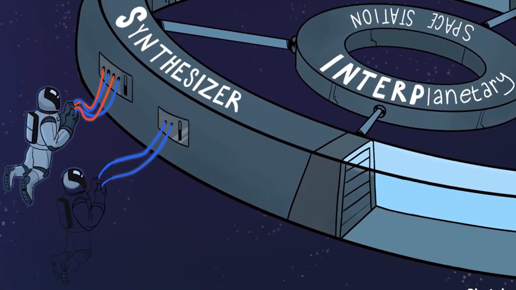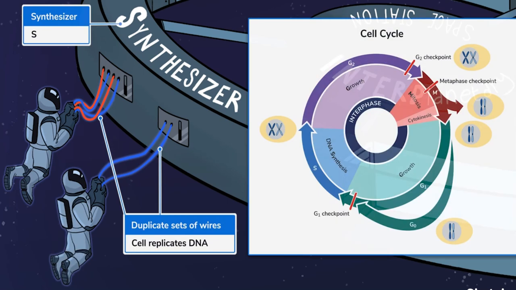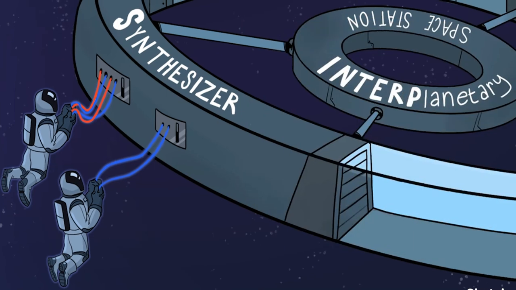Onto the synthesizer room. This is where new information gets synthesized. Okay, we don't actually know what goes down here, but let these duplicate sets of wires remind you that a cell doubles its chromosomes during the S phase.